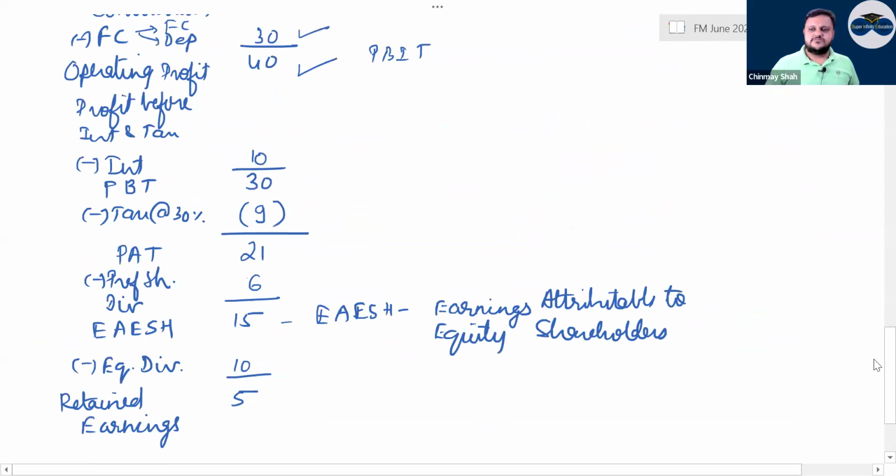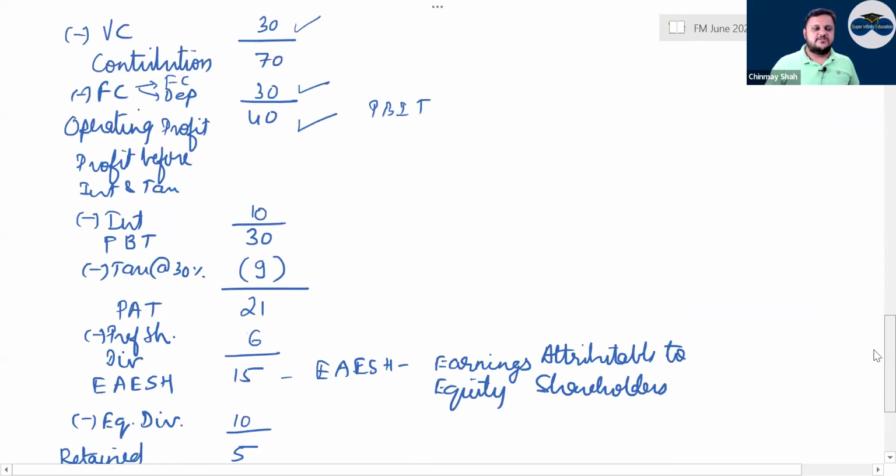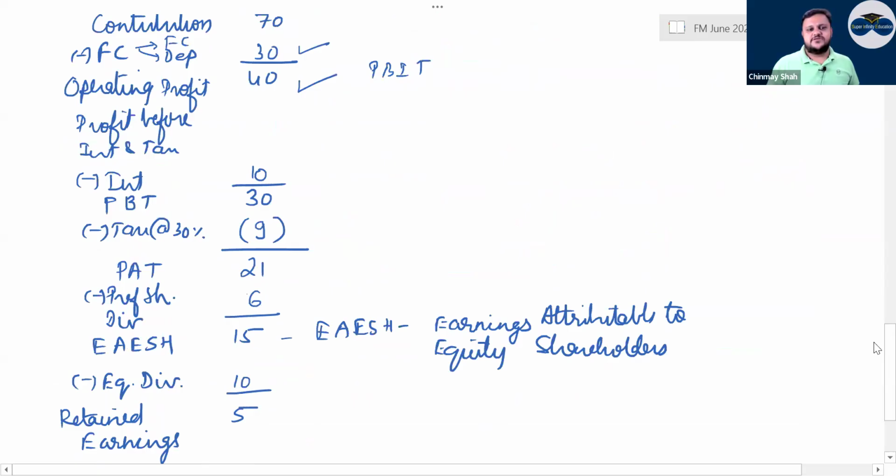Sales minus variable cost gives contribution, minus fixed cost gives operating profit, PBIT. PBIT minus interest gives PBT, minus tax gives PAT, minus preference share dividend gives you EAESH. EAESH minus equity dividend gives you retained earnings. Without this, it's very difficult to understand FM as a subject.